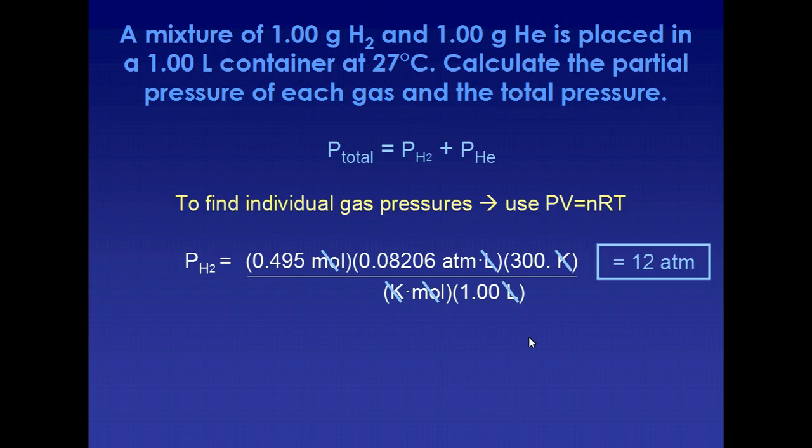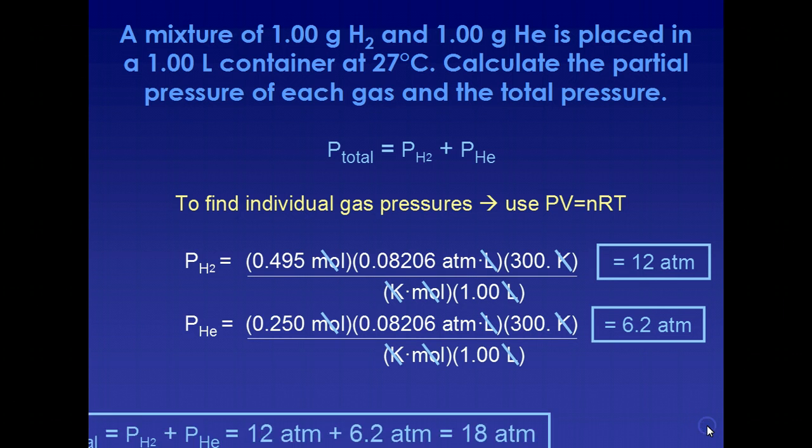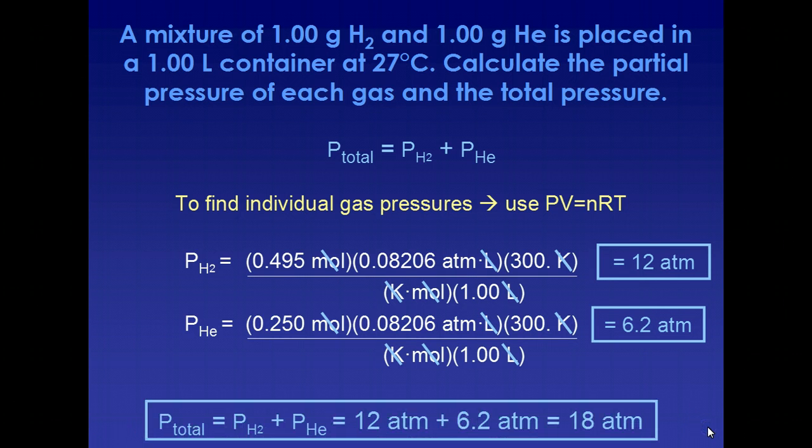And then if we wanted to do the same thing for helium, we would divide the 1 gram by the molar mass of 4, and that would give me 0.25 moles. Everything else will be the same. And when I go through and do that calculation, I get a little more than 12. I get 6.2 atmospheres is the pressure of helium. So to get the total pressure, I need to sum those two together. Each of those combined together will give me my total pressure, which would be 18 atmospheres.